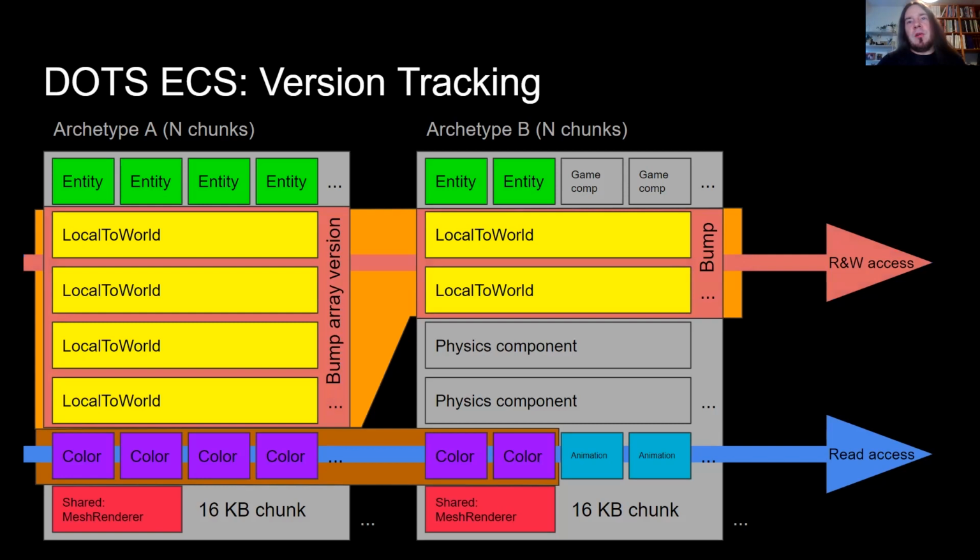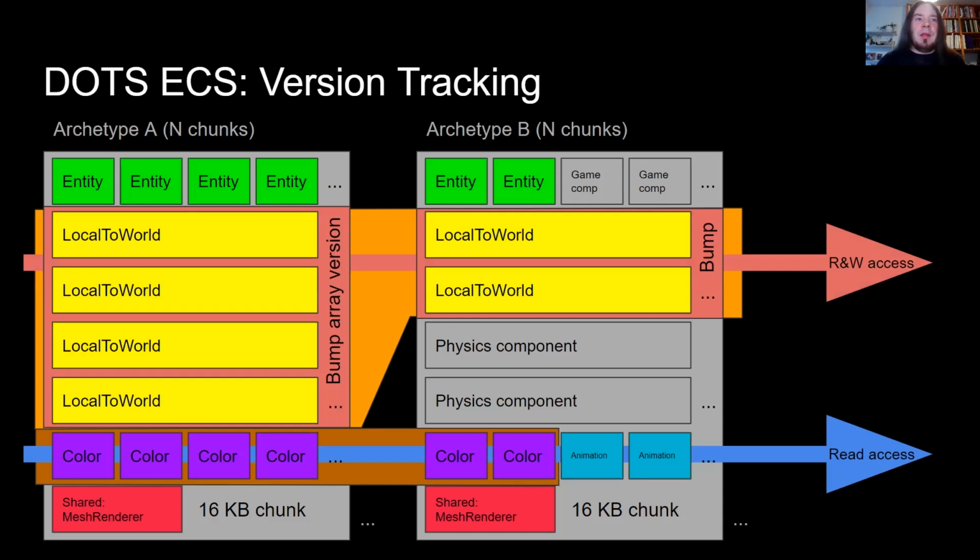DOTS queries define read and write access properties to each component included in the query. This helps with scheduling, as multiple reads of the same data are race-free and can be executed concurrently. Since the write access is tracked explicitly and misuse is guarded by the compiler, we know which component arrays in each chunk were potentially modified.